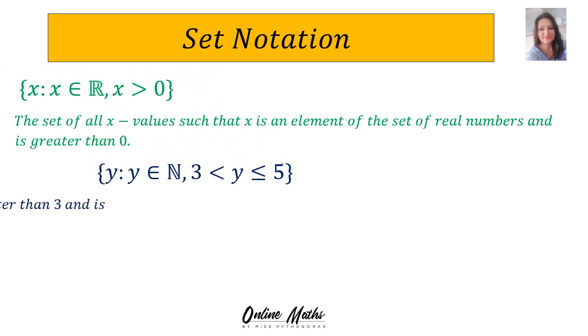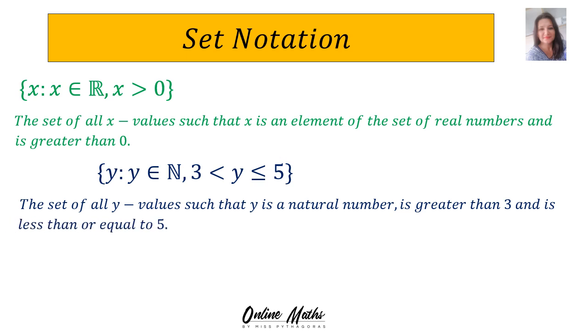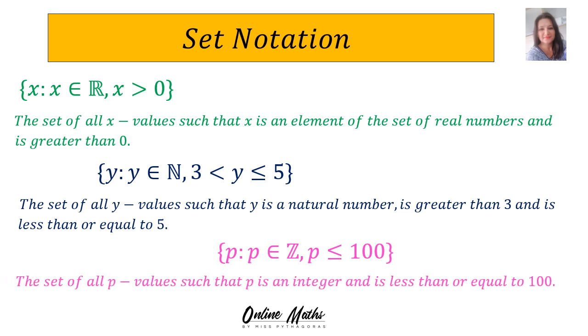There's another one. This one reads as the set of all y values such that y is a natural number, is greater than 3 and is less than or equal to 5. And there's another example. This reads as the set of all p values such that p is an integer and is less than or equal to 100.